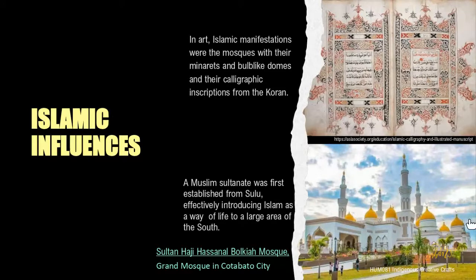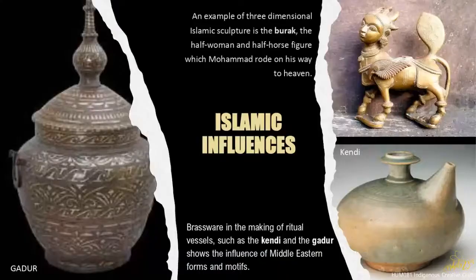Some more of the Islamic influences. We have an example of three-dimensional Islamic sculpture, which is the burak. This is the burak, the half woman and half horse figure, considered to be the transportation mode of those who will go to heaven. So this is also what Muhammad, as they believed, rode on his way to heaven.